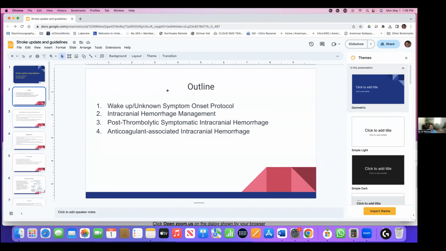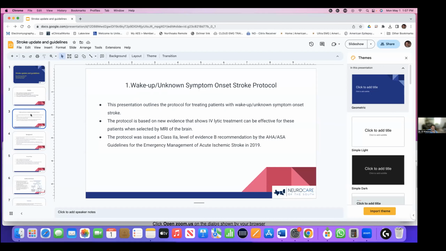The first one will be about wake up unknown symptom onset protocol. The other one is going to be about intracranial hemorrhage management. The third is going to be about post-thrombotic symptomatic intracranial hemorrhage, and then anti-coagulated associated intracranial hemorrhage. So what about wake up or unknown symptom onset stroke?